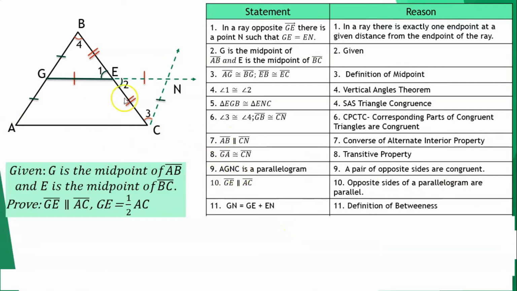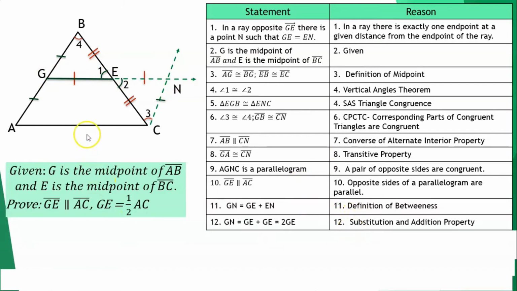So with that, from here, GN is equal to GE plus EN. That is by definition of betweenness. So GN is equal to GE plus GE, because again, GE and EN are equal. That's stated here. That would equate to 2GE. That is by substitution and by addition property. We simply replace EN here by GE and we simplify. GE plus GE, that's 2GE.